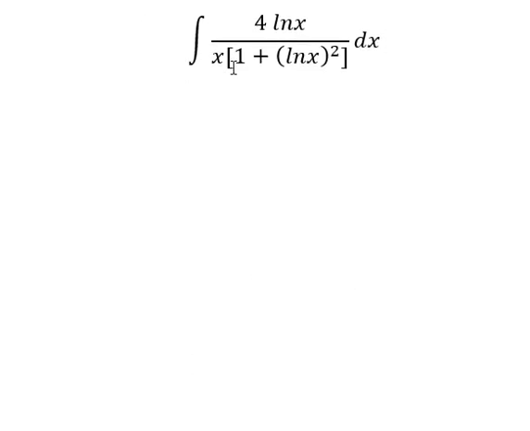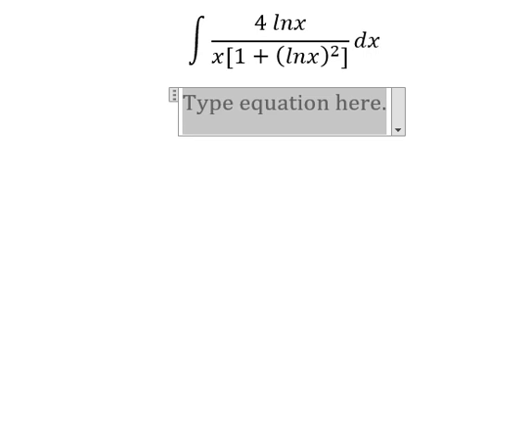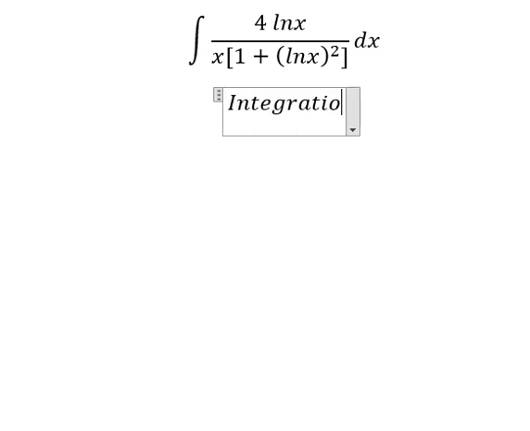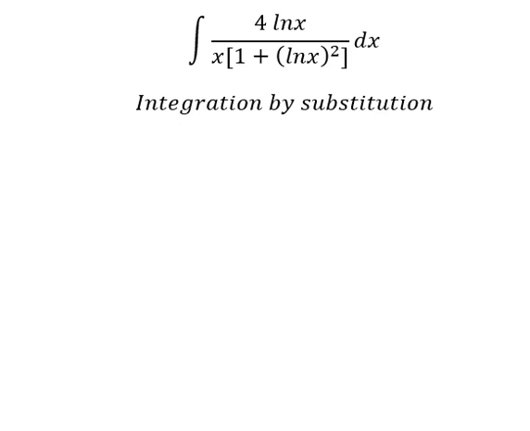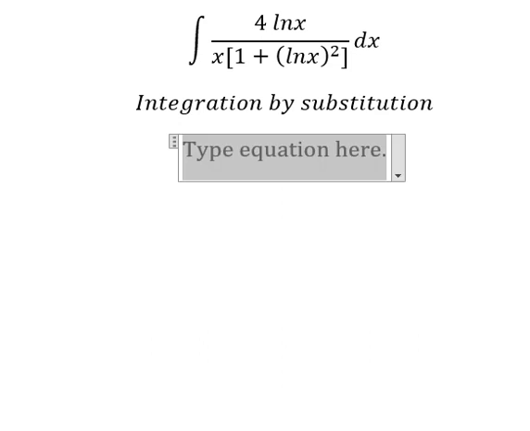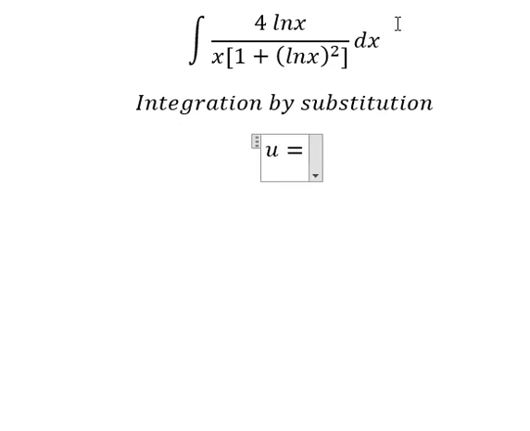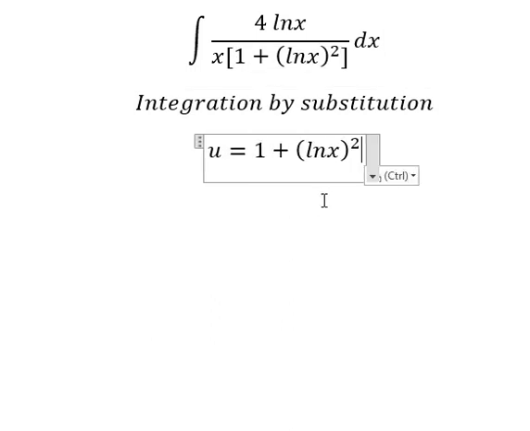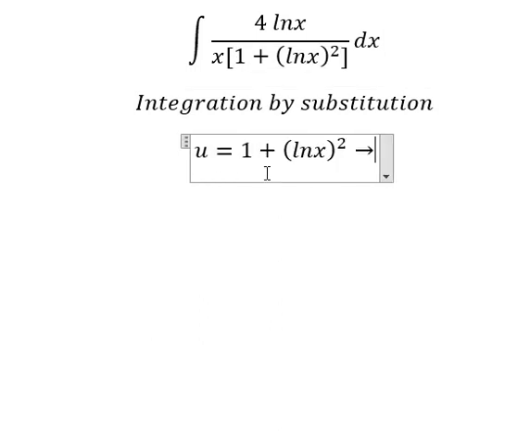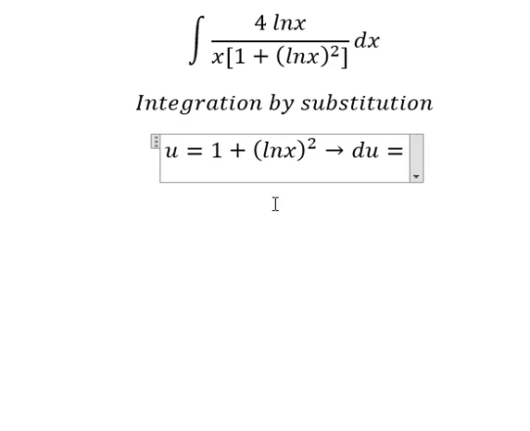Question number 2. We need to use integration by substitution. So I will put u equals this. After that, we need to take the first derivative of both sides. This one is a constant, so you get 0.